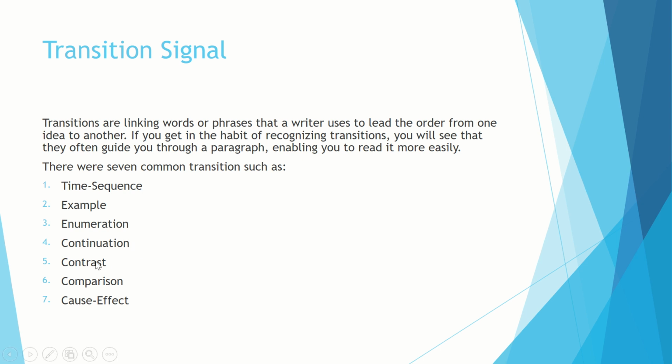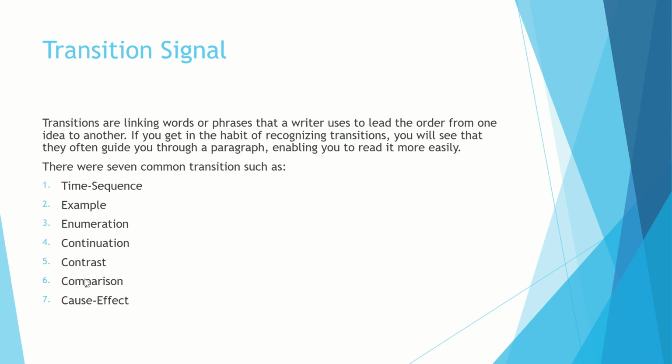And what is contrast? Transition of contrast will be such, well, it becomes a conflicting idea within a sentence, within a paragraph, that will give you a contrast situation. So we need a transition signal like meanwhile or any other type of contrasting transition.